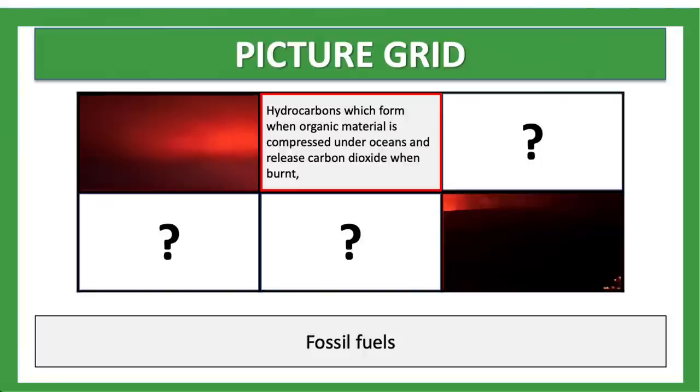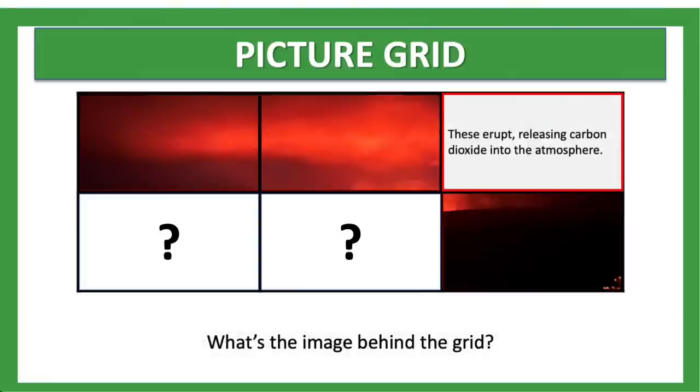Yep, so we got fossil fuels. So we got coal and oil, fossil fuels there that are being compressed under the oceans. And then when we burn those fossil fuels, we release that carbon dioxide into the atmosphere. Brilliant. Okay, so the next question there, it says these erupt, releasing carbon dioxide into the atmosphere. So that's a really easy one. You're going to be able to do that one so simply.